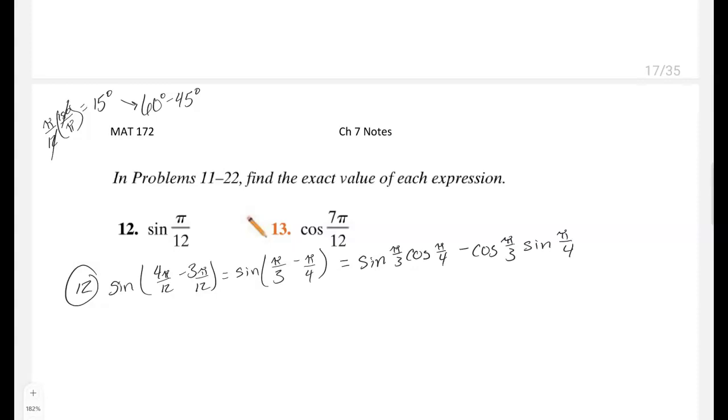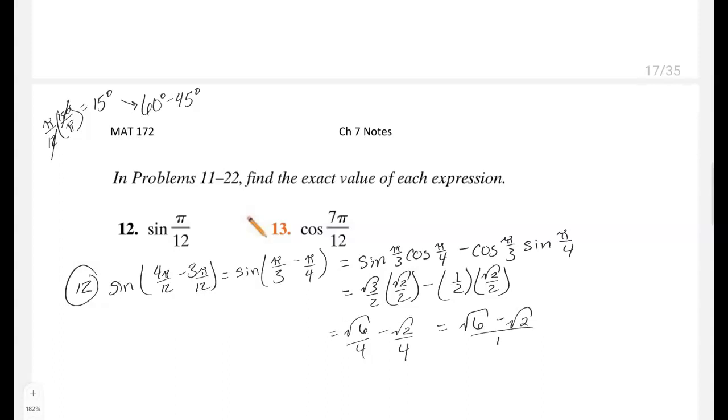And then these are things we know from the unit circle. Sine of pi over 3 is square root of 3 over 2. Cosine of pi over 4 is square root of 2 over 2. Cosine of pi over 3 is a half. And sine of pi over 4 is square root of 2 over 2. So we're going to get square root of 6 over 4 minus square root of 2 over 4. And there's not anything we can do to simplify that further. So there's our final answer.